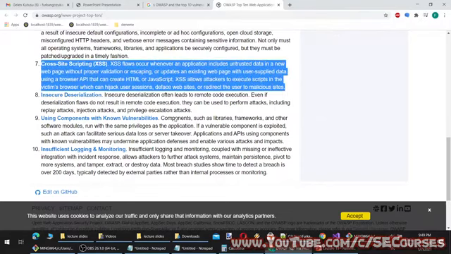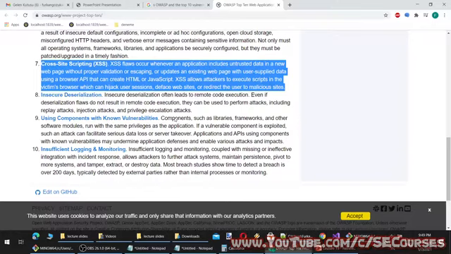Cross-site scripting (XSS). XSS flaws occur whenever an application includes untrusted data in a new web page without proper validation or escaping, or updates an existing web page with user-supplied data using a browser API that can create HTML or JavaScript. XSS allows attackers to execute scripts in the victim's browser which can hijack user sessions, deface web sites, or redirect the user to malicious sites.